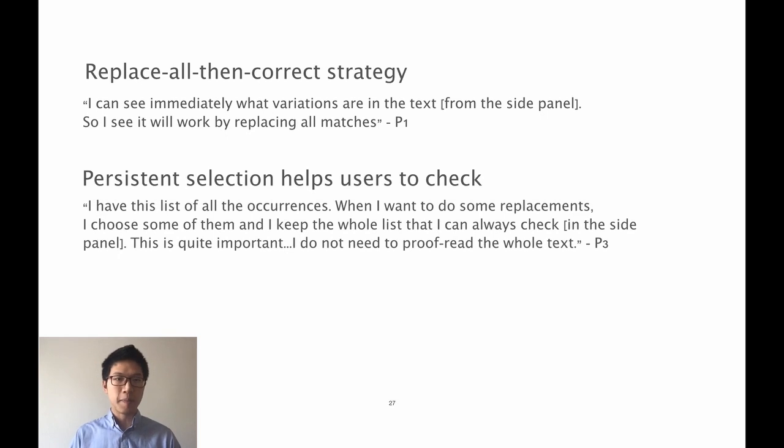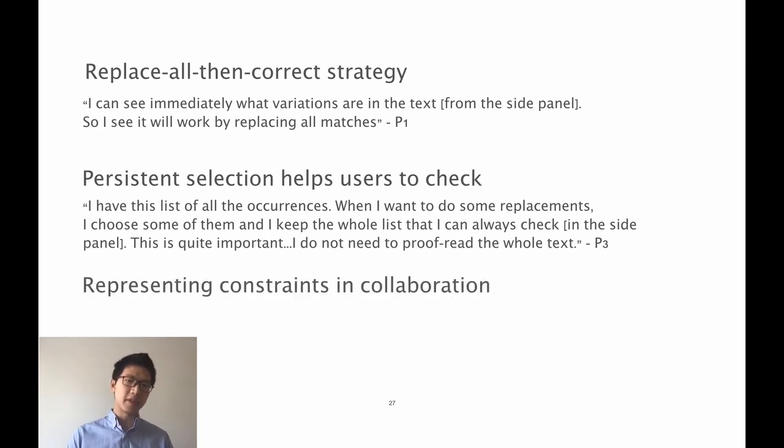As P3 said, I have this list of all the occurrences. When I want to do some replacement, I choose some of them. I keep the whole list that I can always check in the side panel. This is quite important. I do not need to proofread a whole text.